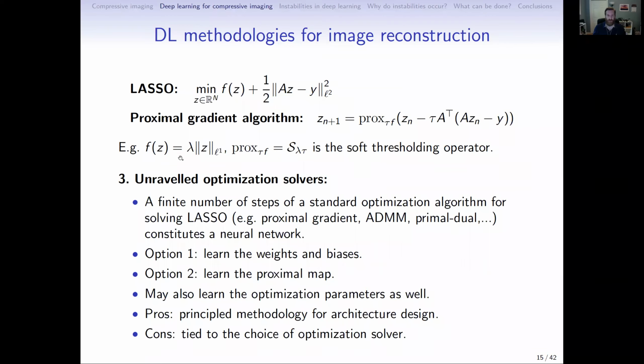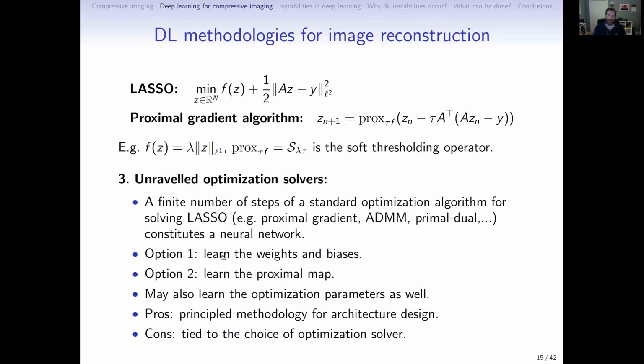And often, if your f of z is a separable function, then the proximal map will act component-wise. So it now starts to look pretty similar to a standard activation function in a neural network. So the idea of unraveling is to take a standard optimization algorithm for solving the lasso, for instance. This could be the proximal gradient method or ADMM or primal dual iteration or something like that, and to reinterpret that as a neural network. So after n steps, we get an n-layer neural network, basically.